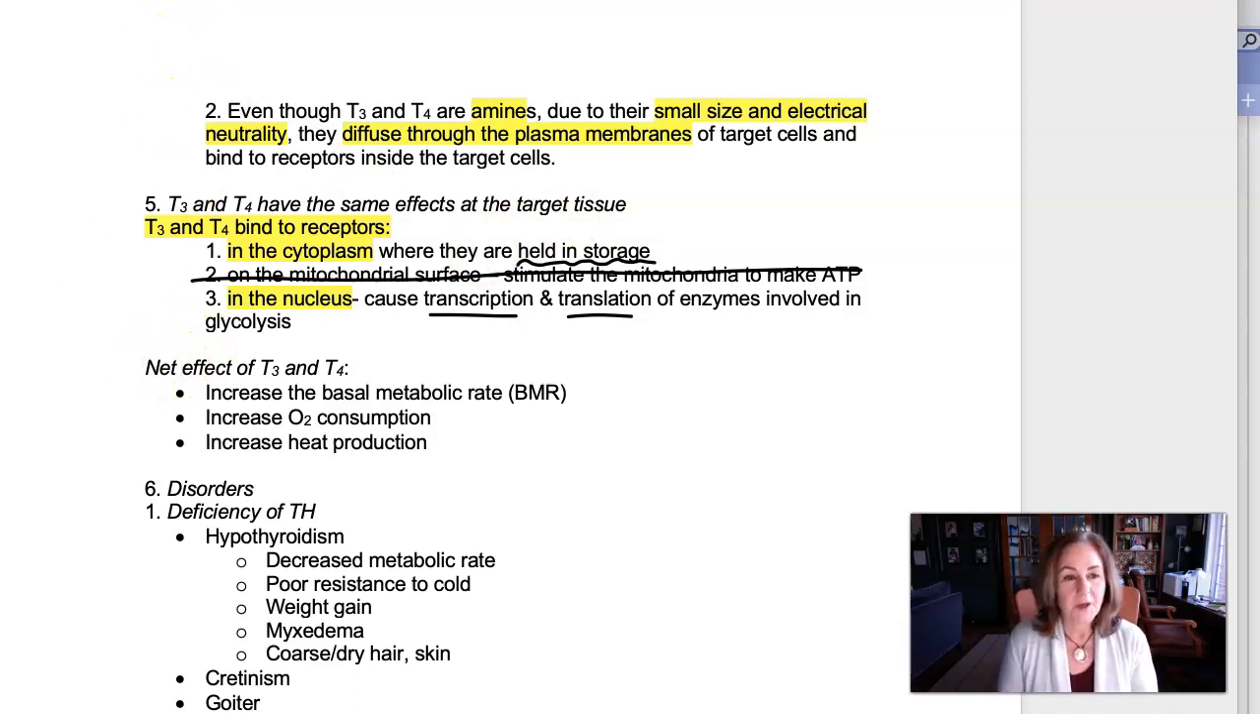It's very interesting. So the net effect of thyroid hormones is that it increases the basal metabolic rate. And so we were saying that that's going to stimulate the mitochondria to make ATP. And of course, the mitochondria require oxygen. And so T3 and T4 will also increase oxygen consumption. And the byproduct is increasing heat production. So that's the short story of T3 and T4. That's what the thyroid follicles are doing.